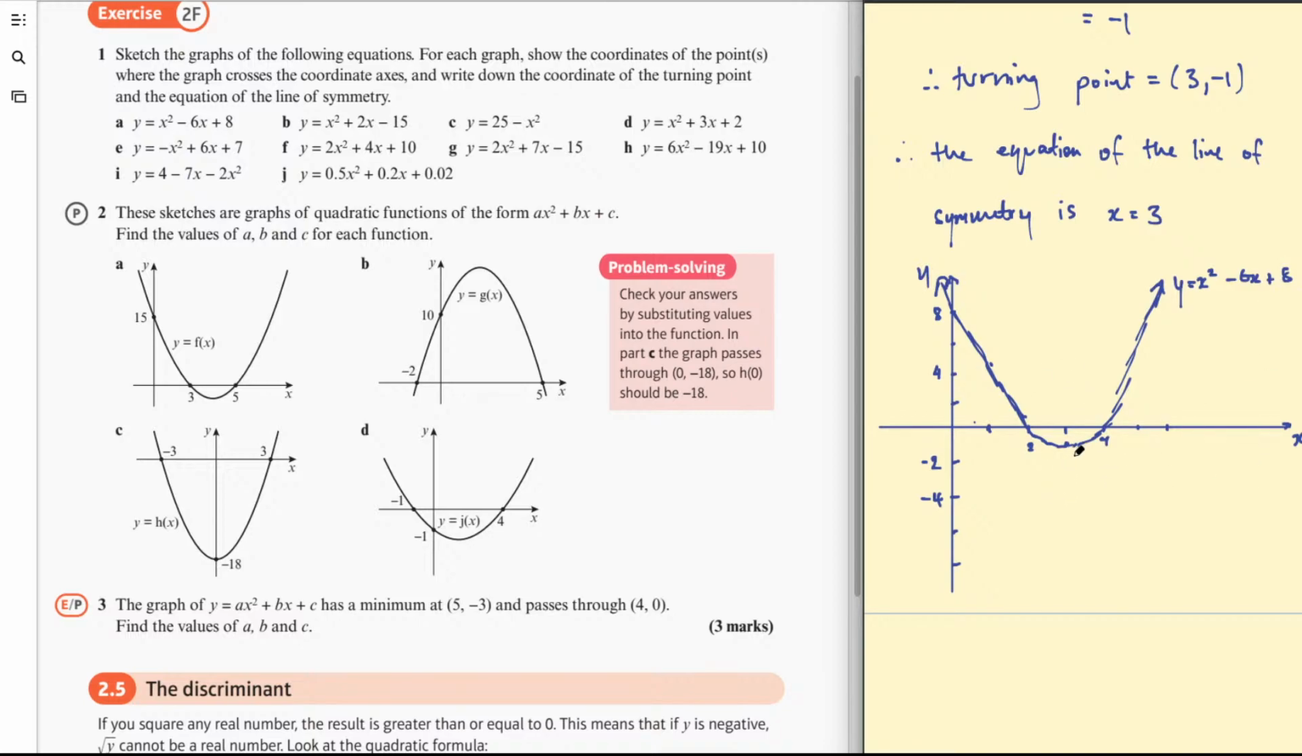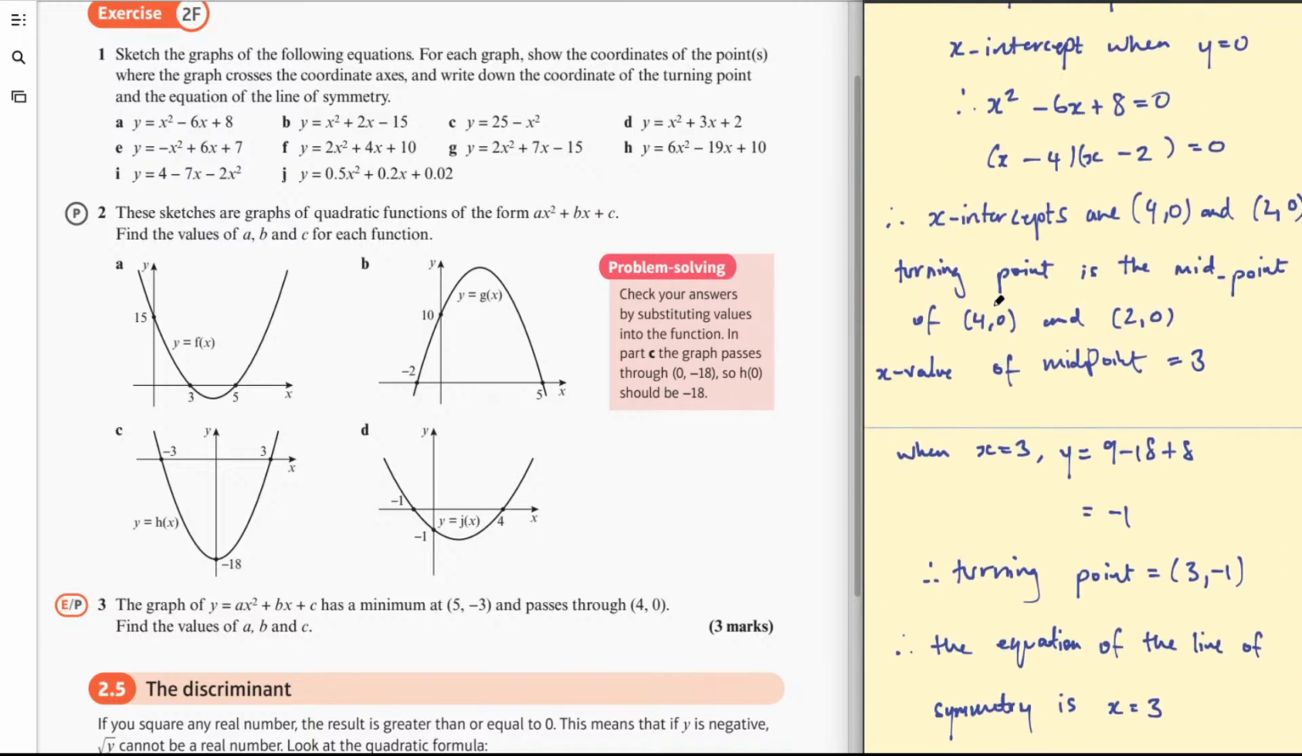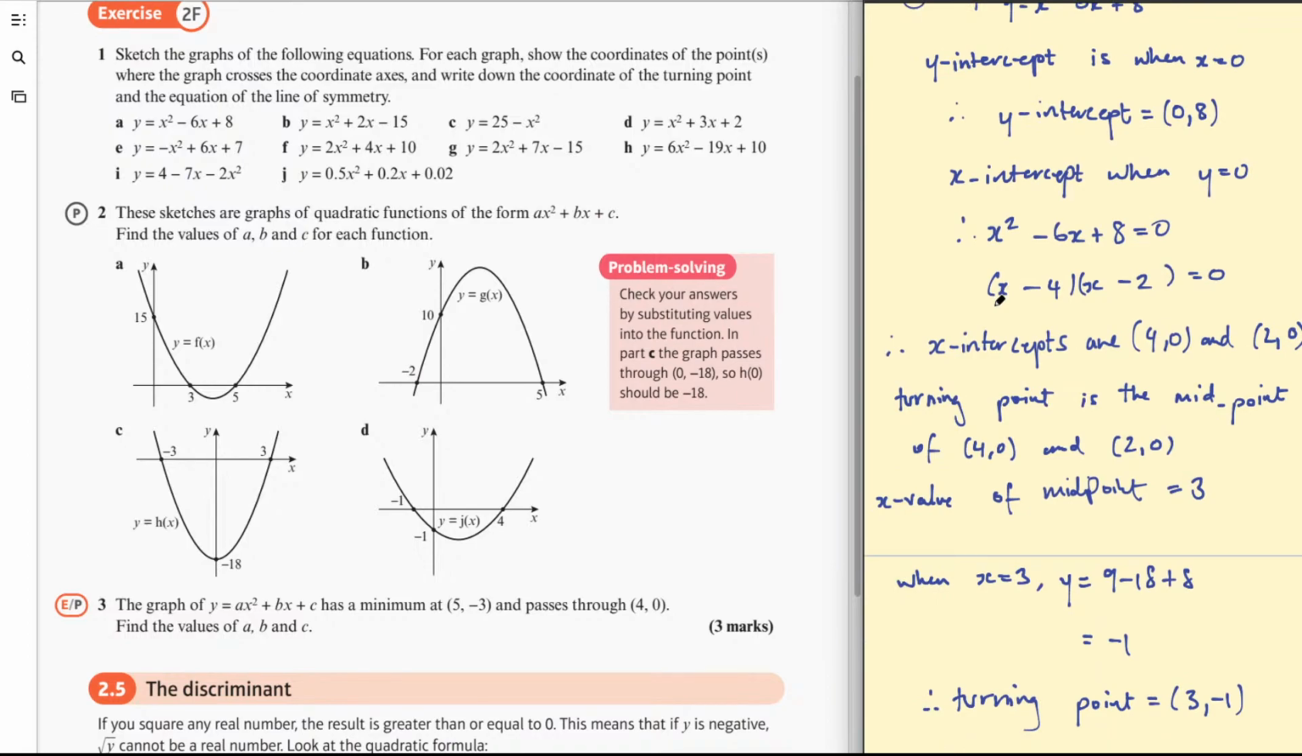And the minimum was (3, -1). This root was (4, 0). This one was (2, 0). And the y-intercept was (0, 8). Okay, I might just do one of those because I'm not too good at sketching on this. This looks terrible. And it's quite time consuming, but hopefully that gives you the idea.